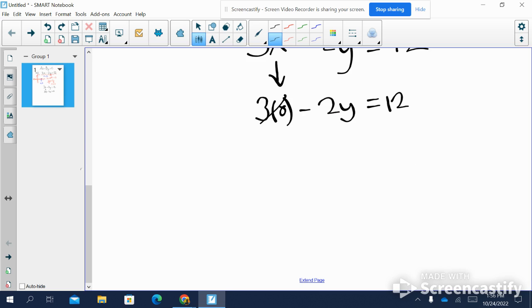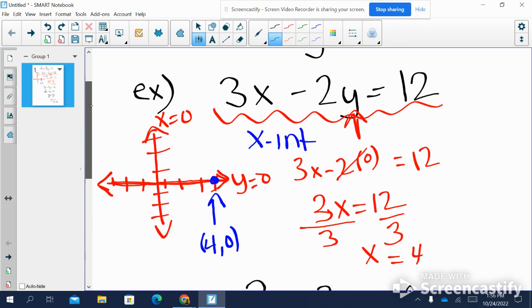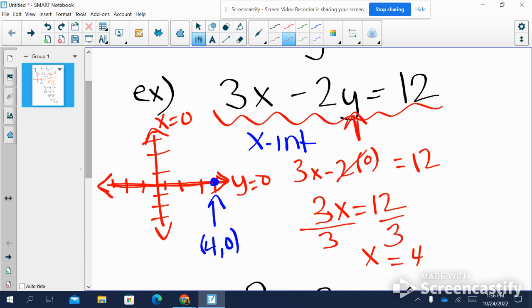In solving it, this cancels. I get negative 2y equals 12. And to solve for our y-intercept, I divide by negative 2, and I get y equals negative 6. So when x equals 0, y equals negative 6. So I go back up here, and I'm going to have to draw a few more dashes. But our y is at negative 1, 2, 3, 4, 5, 6. Negative 6. So this is x is 0, y is negative 6.